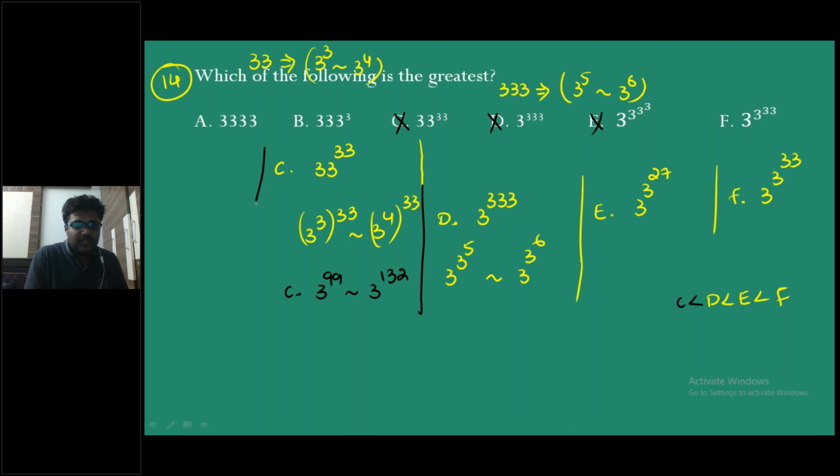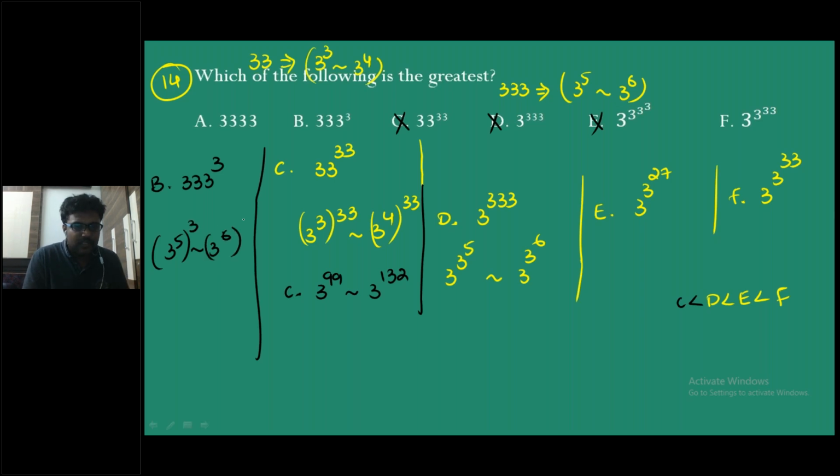Now let's try to analyze regarding B. What about B? 333 power 3. Already we know we can write this as 3 power 5 to 3 power 6. So first 3 power 5 whole power 3, right?